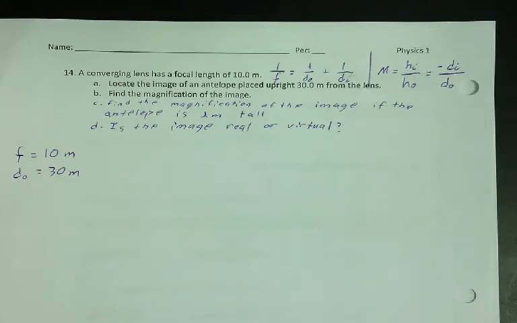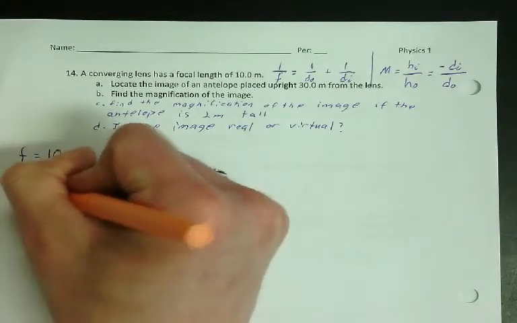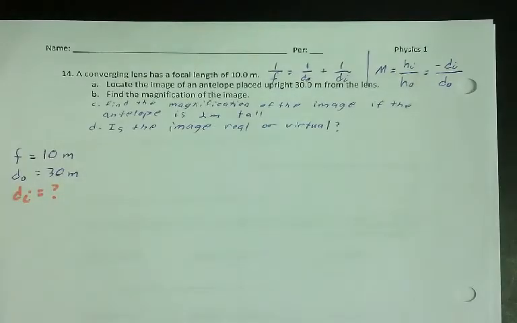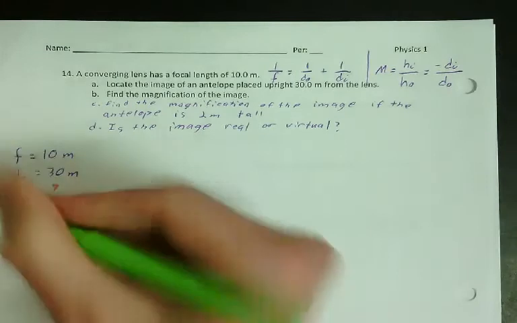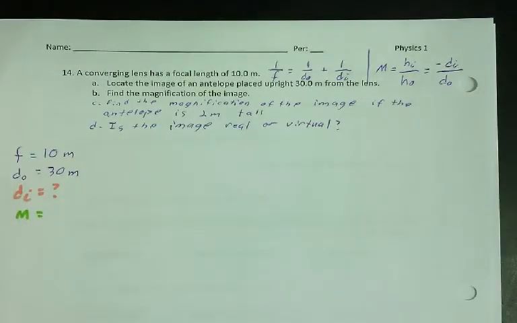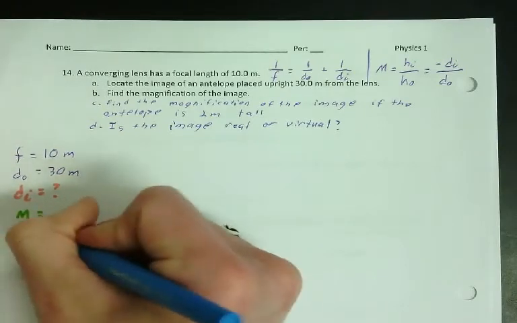So now I need to know what I'm solving for. Well, I'm solving for the image distance, how far away it forms from the lens. I'm solving for the magnification. And I'm solving for hi, the height of the image.